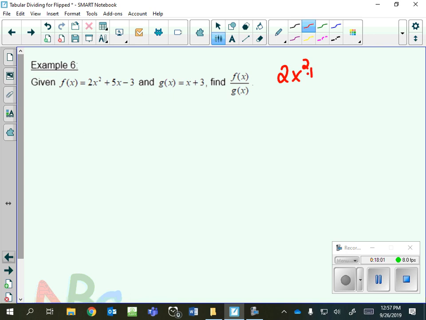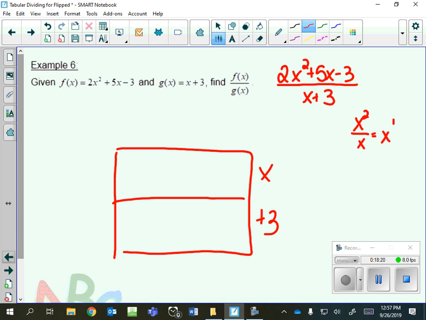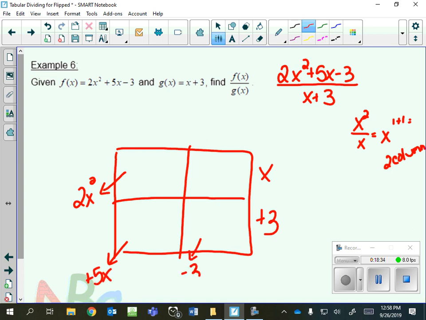2x squared plus 5x minus 3 over x plus 3. I don't need any placeholders. I'm going to have 2 rows because I have x plus 3. My columns, I have an x squared term and an x. It's going to give me a linear term or an x to the first. So I add 1. I have 2 columns. My diagonal, 2x squared plus 5x minus 3.